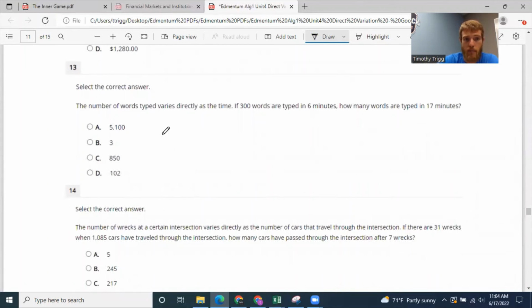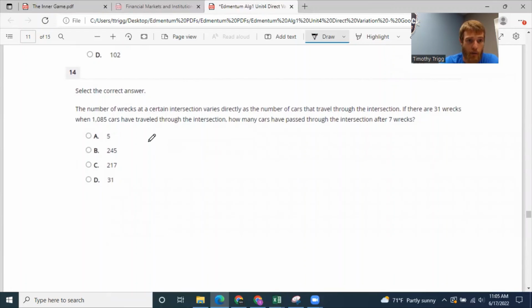The number of words typed varies directly as the time. 300 words are typed in 6 minutes. So I'm going to have my time be my X coordinate because usually time is your independent variable. So in 6 minutes, 300 words are typed. How many words can be typed in 17 minutes? So the last few questions are all very similar. So what's the multiplier? So 6 times what to get 300? Then you'd use that same multiplier to figure out what this is. Okay.